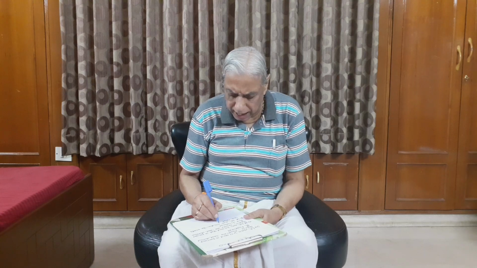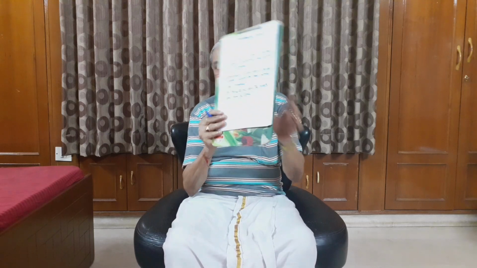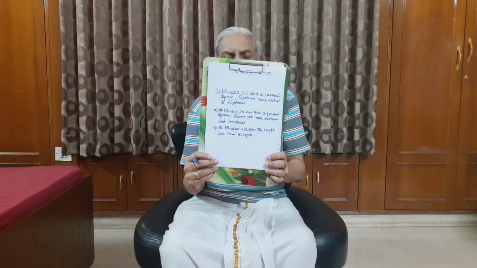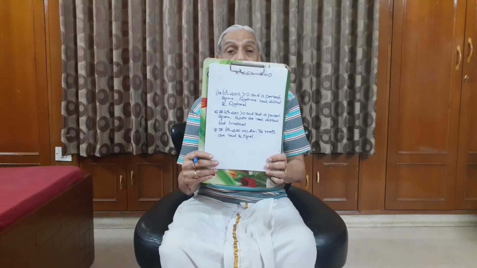The third one is if b square minus 4ac is equal to 0, then the roots are real and equal. Very important, it depends on the problems we do later. If b square minus 4ac is equal to 0, the roots are not only real but they are equal roots.